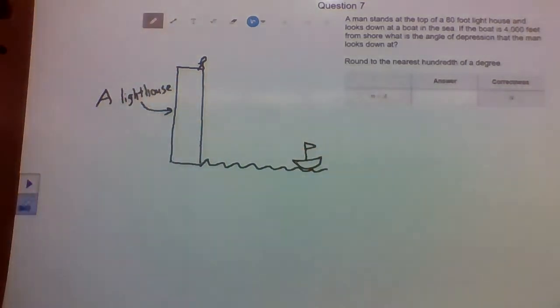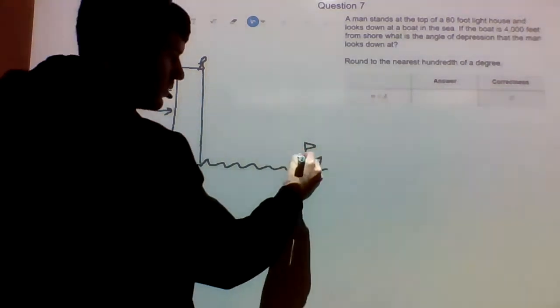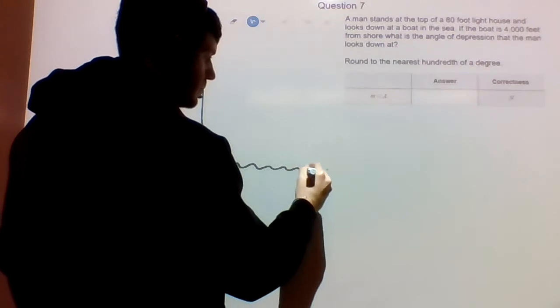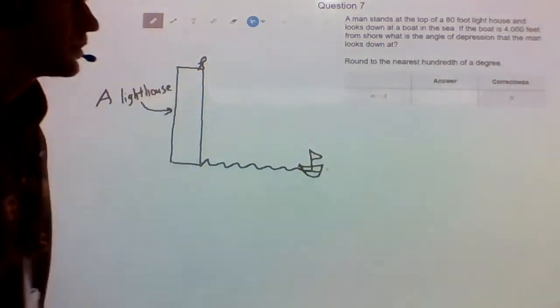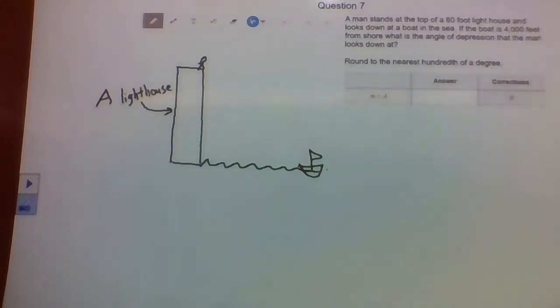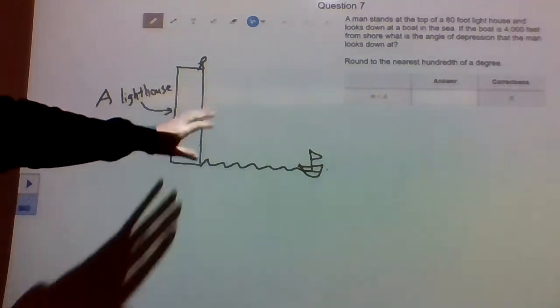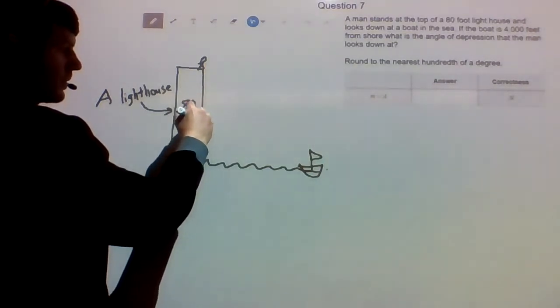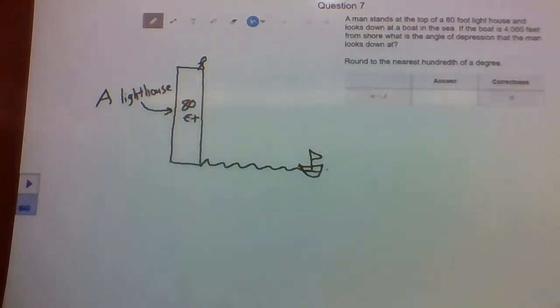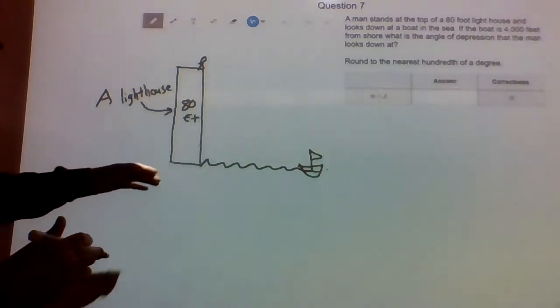Okay, we've got a boat out here on the sea. Some of its bow, or its hull, is probably below. Okay, there's our boat. So he's standing at the top of an 80-foot lighthouse, so it's 80 feet tall. Okay, and he's looking down.